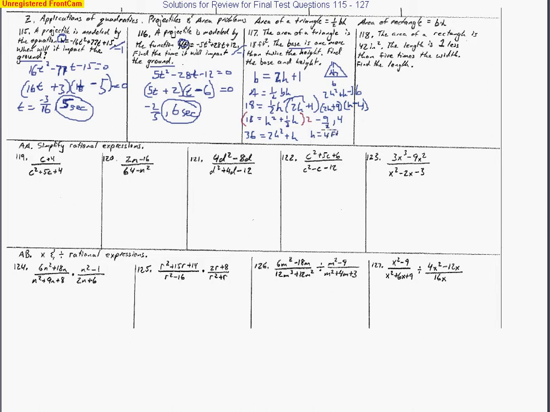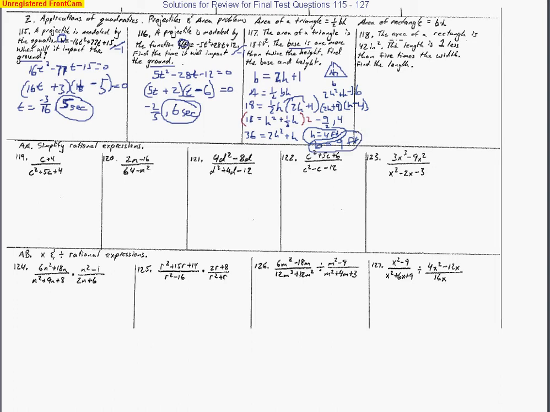And to solve for the base, we'll just substitute that 4 feet right in for h right here. Times by 2, add 1. So the base equals 4 times 2 is 8, plus 1 makes 9. So 9 feet is the base. So those are our two answers there.